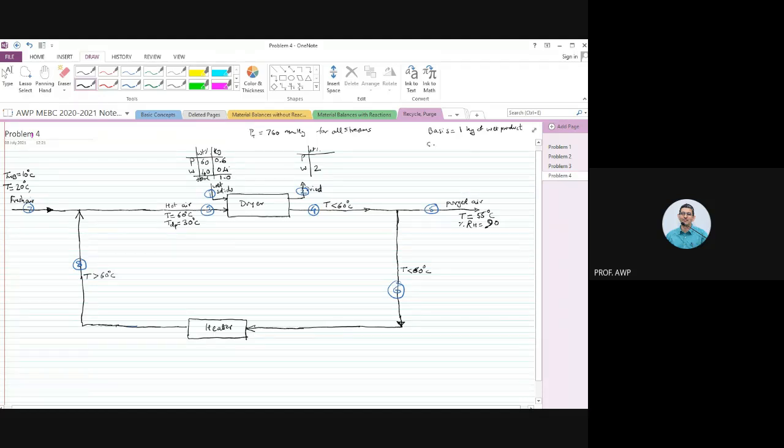I would like you to calculate quantities and compositions of all air streams. So if it's an air stream, you can just tell me the kgs of water vapor per kg of dry air. That's what we would mean by composition.